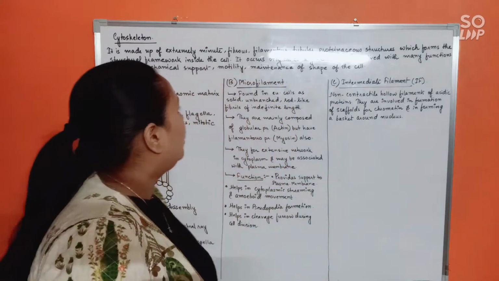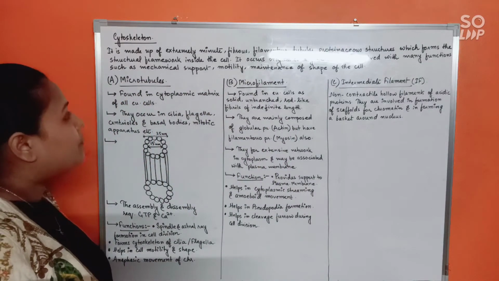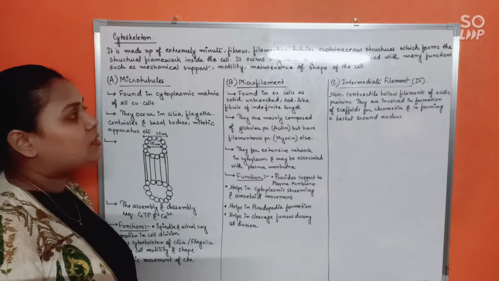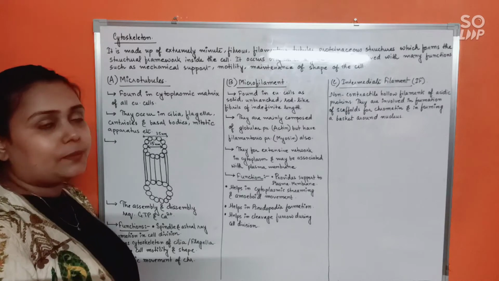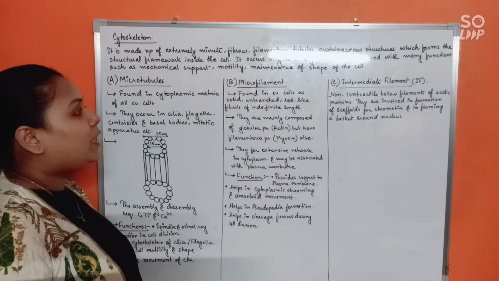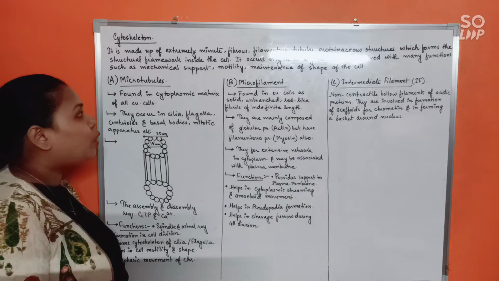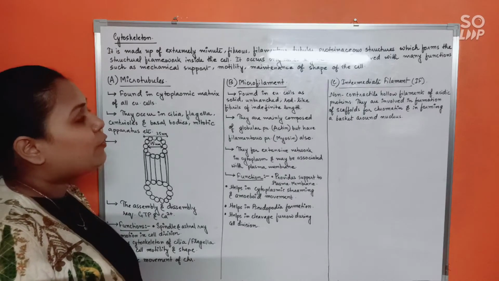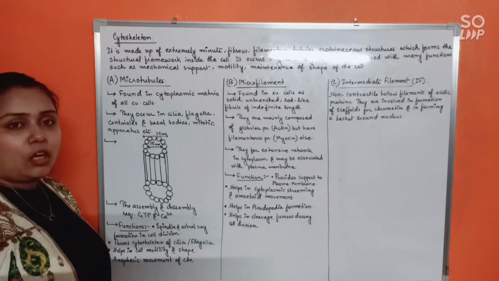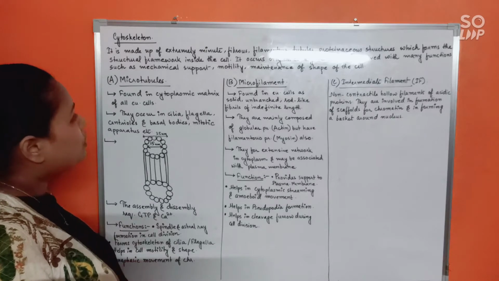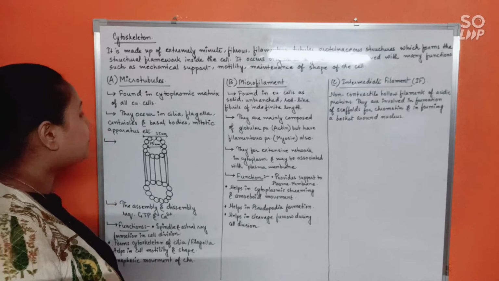Now, see this. It is made up of extremely minute fibrous filamentous tubular proteinaceous structures which form the structural framework inside the cells. It occurs only in eukaryotic cells and is involved with many functions like mechanical support, motility, maintenance of shape of the cell, etc. Now, cytoskeletal structures are of three types: microtubules, microfilaments and intermediate filaments.